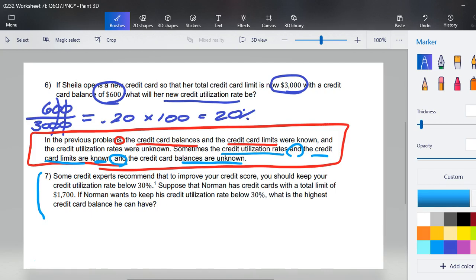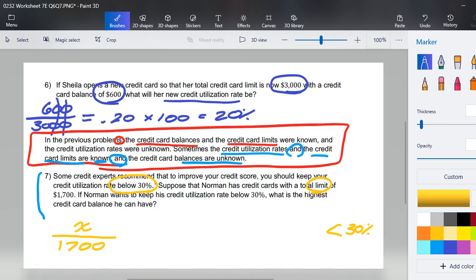Looking at number 7, it mentions that some credit experts recommend that to improve your credit score, you should keep your credit utilization rate below 30%, less than 30%. But suppose Norman has credit cards with a total limit of $1,700. That's the maximum amount on his cards. He wants to keep his credit utilization rate below 30%. What's the highest credit card balance?